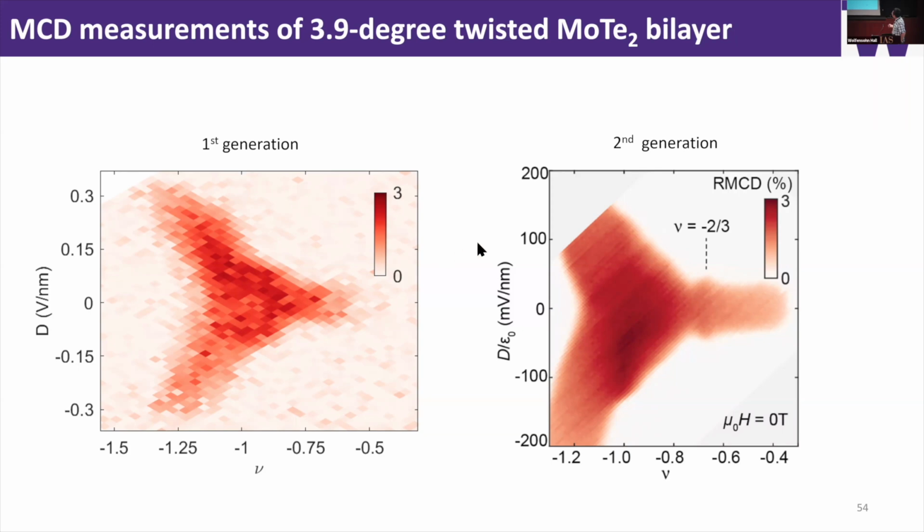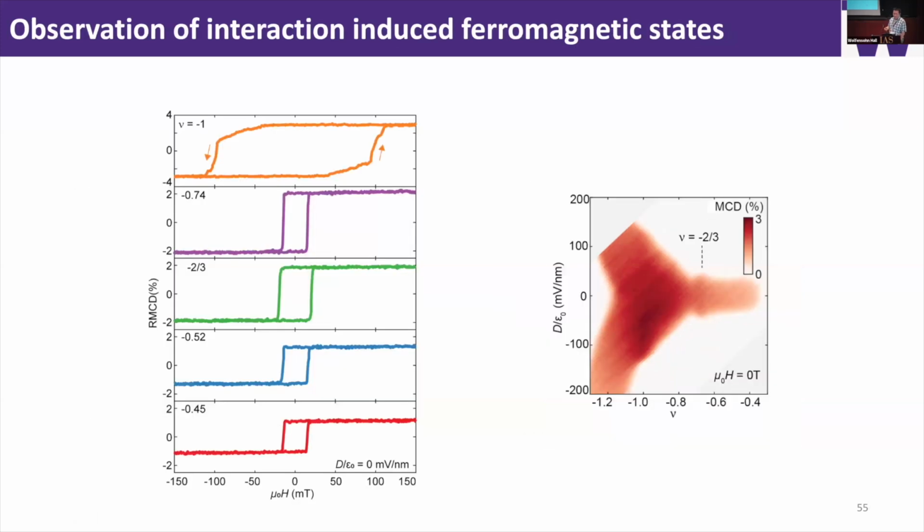Here are the same MCD signal measurements, but for the second generation samples. Now you can see the signal is actually much, much better, right? And in such a sample, we clearly see there's a signature at the fractional filling, in this case 2/3. So it indicates there's a state here at 2/3 filling, and the state spontaneously breaks time-reversal symmetry. So when we saw these data, it gave us hope that it's possible there's an FQAH effect in such a system. So this just shows how good the sample is.